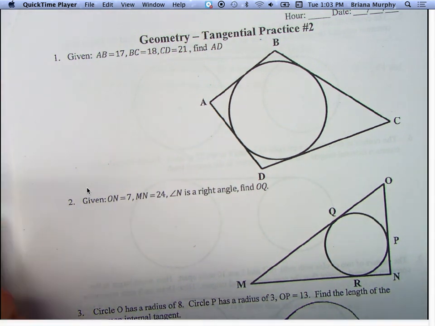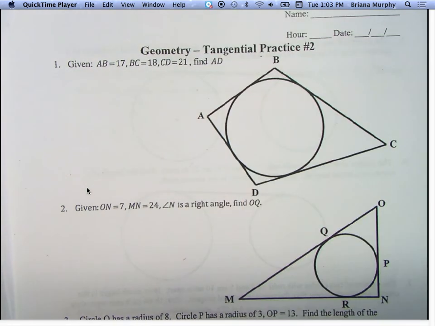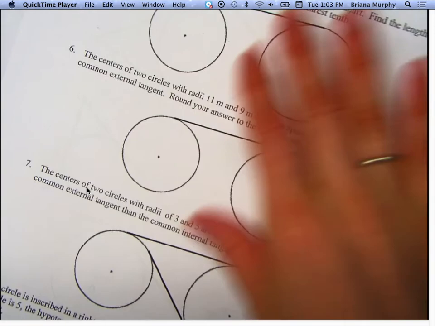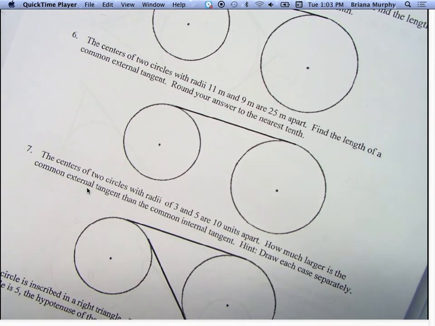I'm probably going to do 3 problems. So you have this whole page front and back to do. So you have 8 problems, but I'm going to do 3 of them. So you're really going to end up just with 5 for homework tonight, okay?